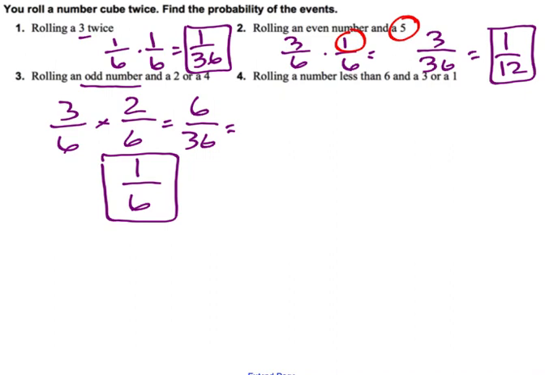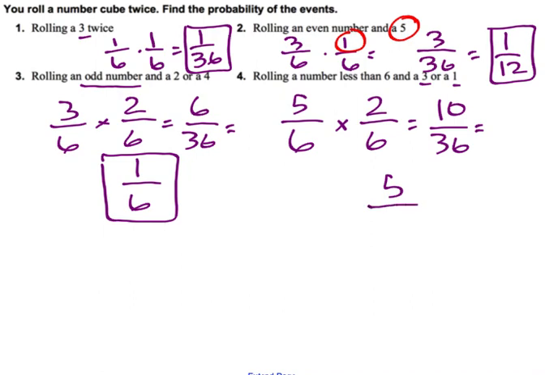Number 4, rolling a number less than 6 and then rolling a 3 or a 1. A number less than 6, there are 5 numbers less than 6. The only one that's not less than 6 is 6 itself. And the second event has 2 options out of 6 because it's a 3 or a 1. This gives us a probability of 10 out of 36, which is 5 out of 18. So you have a 5/18 probability of rolling a number less than 6 followed by rolling a 1 or a 3.